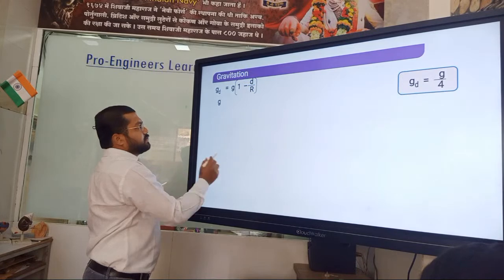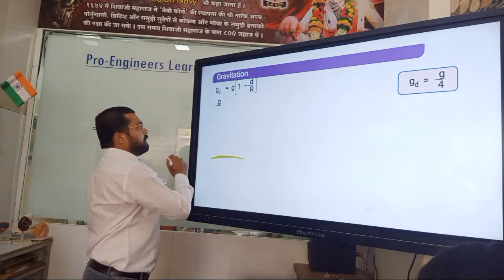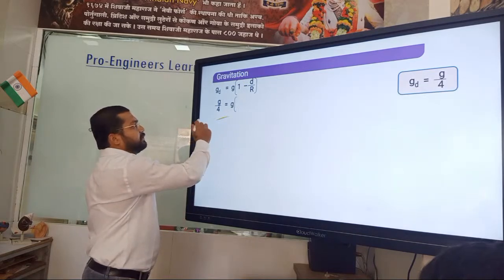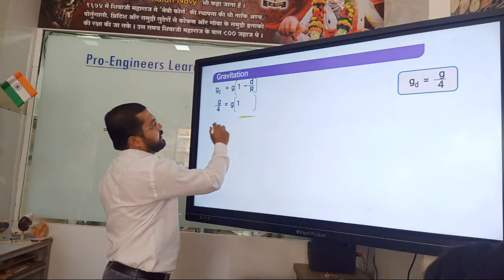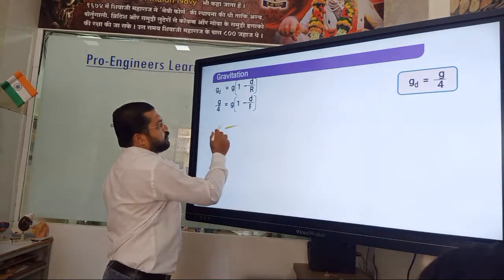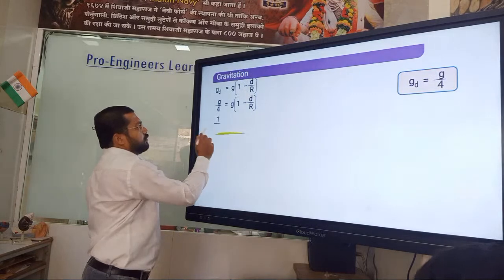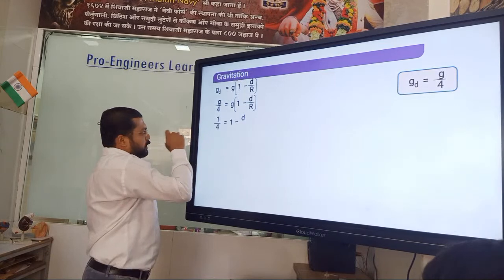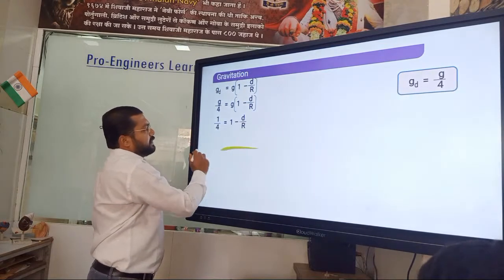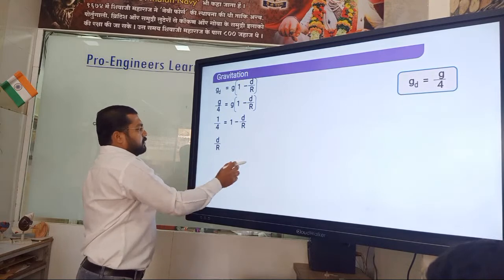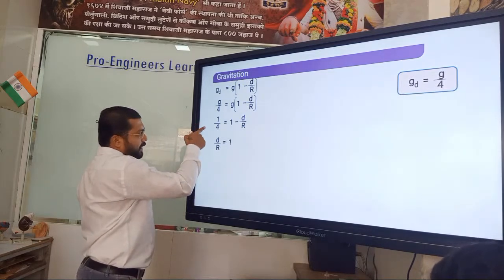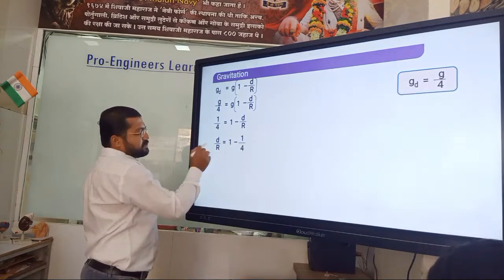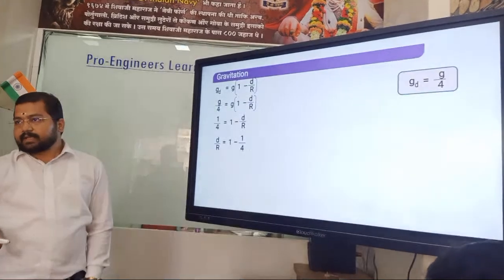So gd is g by 4. So here we have written g by 4, then g into 1 minus d by R. So g cancelled on both sides. Yes. So 1 by 4 equals 1 minus d by R. So d by R is equal to 1 minus 1 by 4. 4 ones are 4, minus 1, 3 by 4.